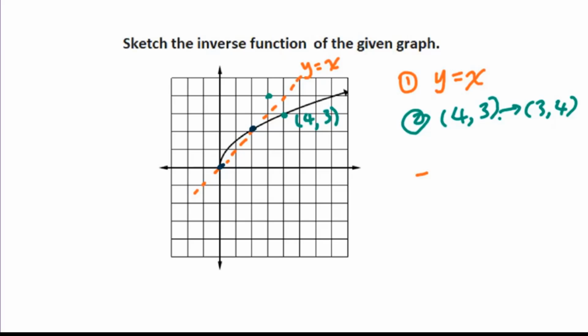For the points between this (0, 0) and this point, there are no integer coordinates. Therefore, you can choose any points here. You've got to draw a perpendicular line and make sure you have the same distance.